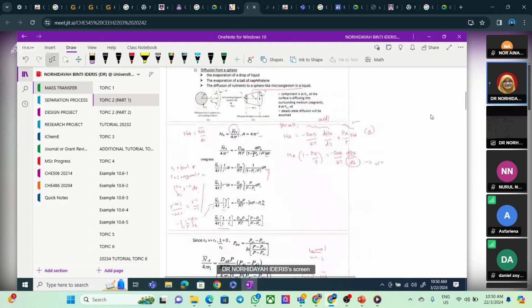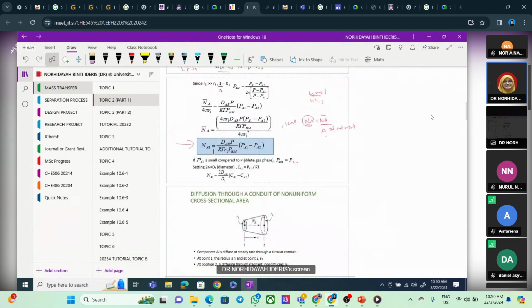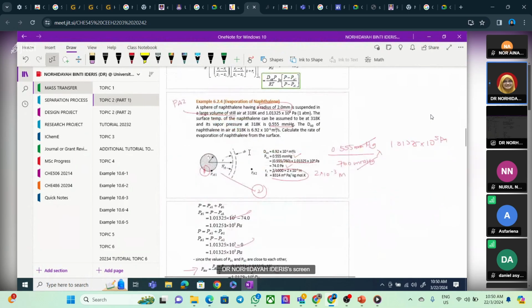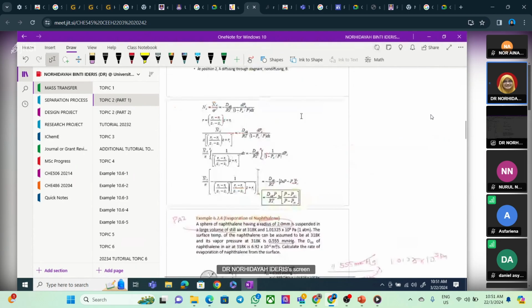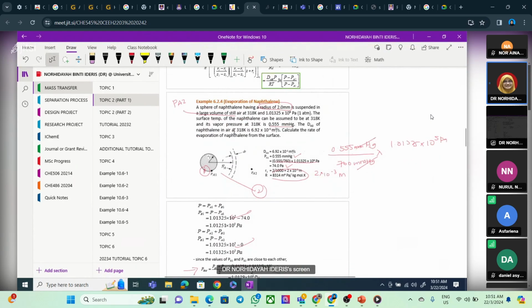Okay, so kalau kamu detect contohnya sekarang ni melibatkan diffusion of nutrient to a sphere like microorganism, and then you know that this is the equation that we're going to use. Alright, so in other words, lagi senang ialah biasanya kalau soalan tu kita baca and dibagi radius, right? The radius is 2mm. Usually, biasanya kalau ada radius dibagi, kita tahu ini mesti nak kena guna equation yang ada radius ni, which is this, the one inside the blue box. Okay, kalau tak, dia tak akan bagi radius, dia akan bagi jarak kan, the length of the tube. Okay, alright, so that's the thing lah.